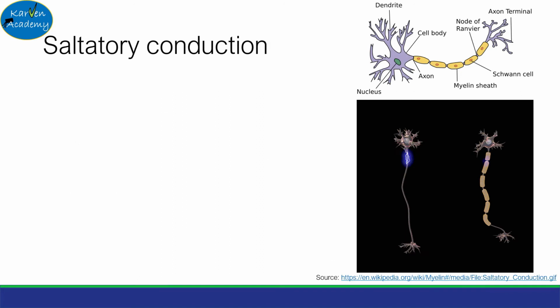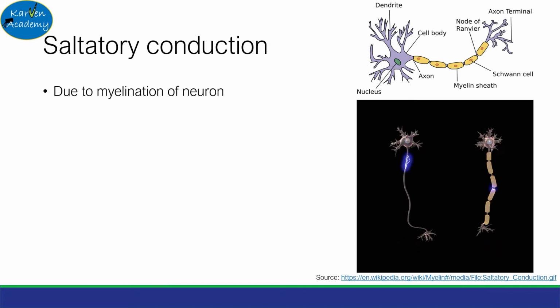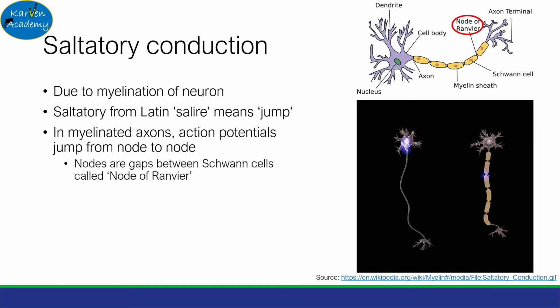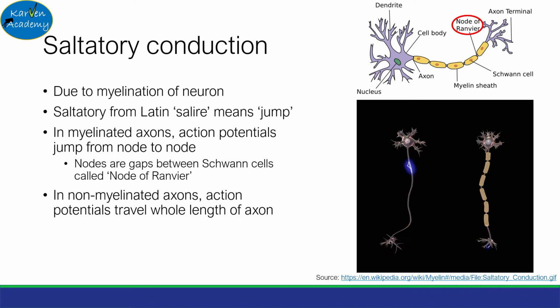So saltatory conduction occurs due to myelination. The word saltatory comes from the Latin word salire, which means jump. In myelinated axons, the action potentials jump from node to node, which are gaps between Schwann cells. These nodes are called the nodes of Ranvier, as seen in this diagram. You don't need to remember the name, but if you're interested, no one's going to stop you. In non-myelinated axons, however, the action potentials need to travel the whole length, and as seen in this animation on the left, the transmission of impulse is much slower when compared to myelinated axons. I hope this made sense.